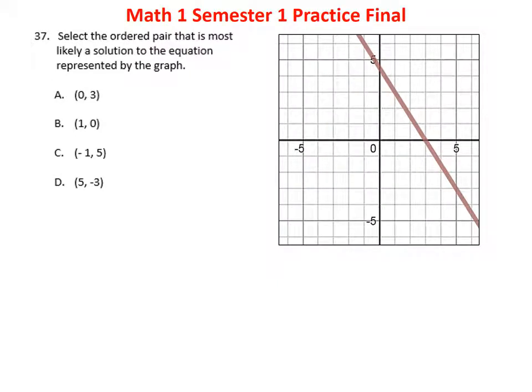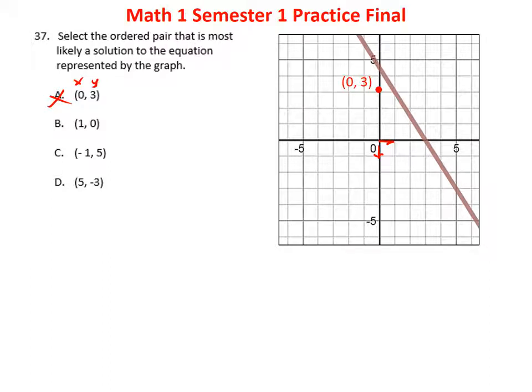Problem 37 is a very easy problem. You want to know which one's a likely solution. Well, just plot each point and see on the graph. Now, just remember when you're plotting, the first one is the x, from 0 going x is that way and y is this way. The first one is 0, 3.